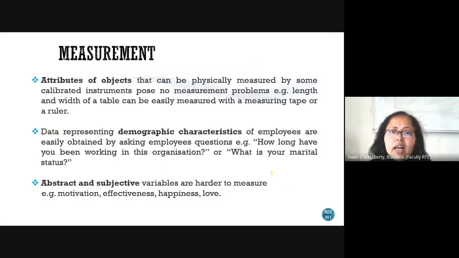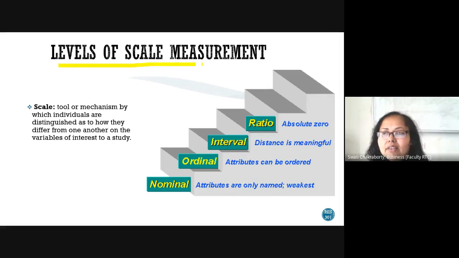Example: attributes of objects that can be physically measured by some calibrated instruments pose no measurement problems. For example, if you measure the length and width of a table, it can be easily done with a measuring tape or ruler. Data representing demographic characteristics of employees can be obtained by simply asking the employees questions. Abstract and subjective variables are harder to measure. That's where emotions, motivation, effectiveness, and feelings come into play. They are difficult to measure.